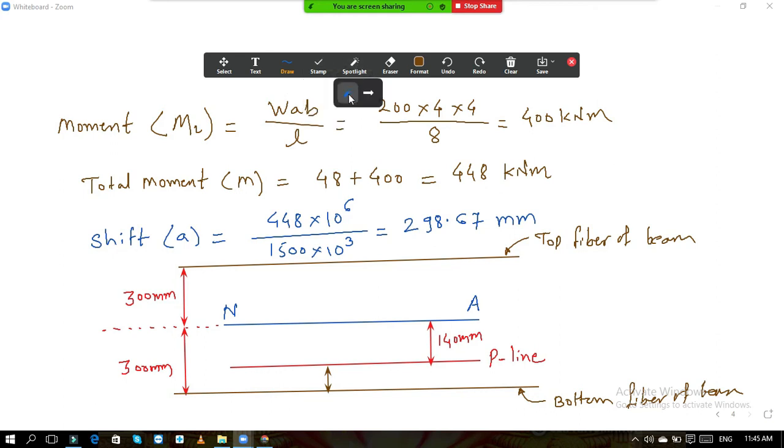If the total is 300 from the neutral axis, this is 300, this is 140, so the remaining distance will be 160 mm. So from the P line, you can see that the bottom of the beam is at a distance of 160 mm. Is it clear? Now if you look at the shift, the distance of shift is 298.67 mm. But at the bottom the distance is 160 mm, so your shift should not be at the bottom because your distance is greater.